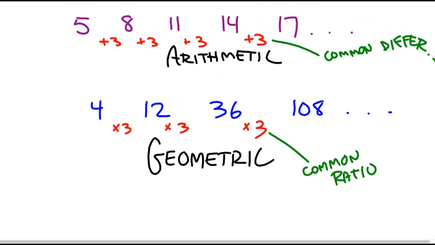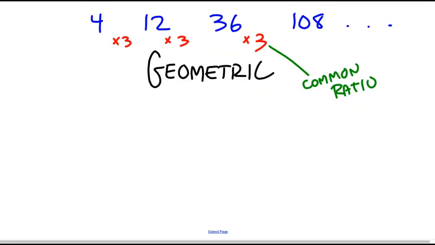Sometimes with an arithmetic sequence it doesn't seem like you're adding, it seems like you're subtracting, doesn't it? Let's say we were going backwards here: 17, 14, 11, 8, 5. Now we're not adding. Well, you're kind of adding. You're adding a negative 3, you're adding a negative 3, you're adding a negative 3. In geometric, it's the same kind of thing.